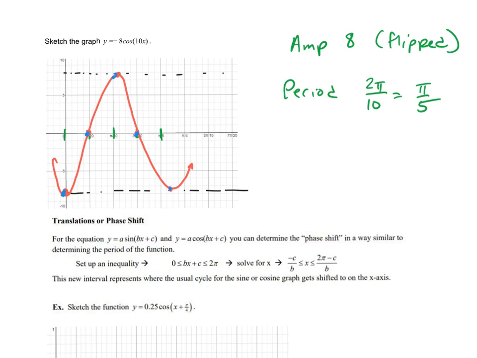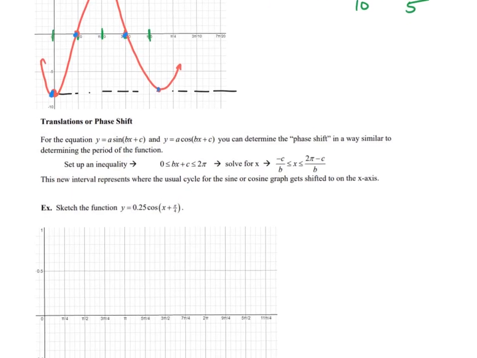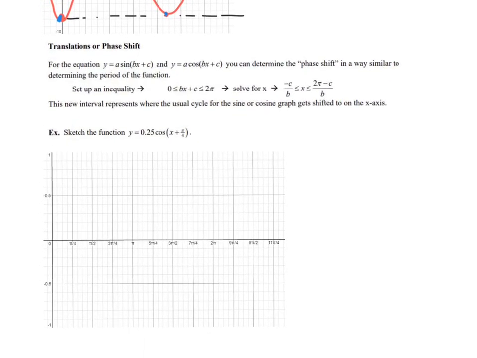The other things you can do is move these graphs up and down. When we move it left and right, we call it a phase shift or a translation. In general, if you have an equation, a sine bx plus c or a cosine bx plus c, the phase shift is always going to be the opposite of c over b. So that's how we'll always find our phase shift.